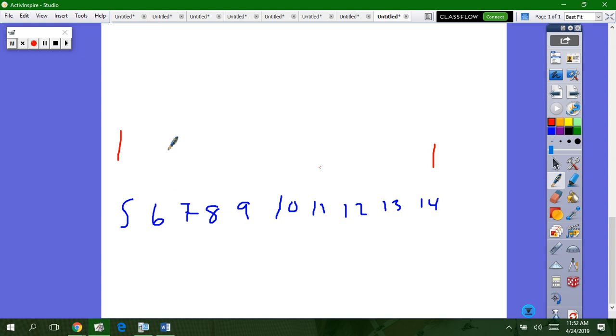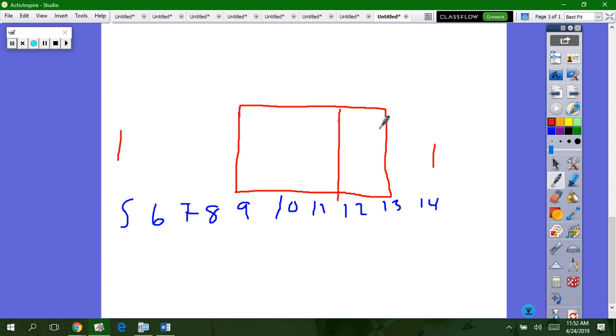Where was our quartile 1? 9. Median was 11.5. And quartile 3 was the 13. Now, this is actually pretty cool to see. You might not really understand, but this does tell a story.